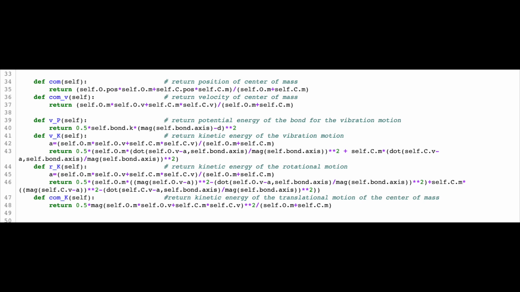Vk is to return the kinetic energy associated with the 2 atoms' motion relative to the center of mass and parallel to the bond axis. Rk is to return the kinetic energy associated with the 2 atoms' motion relative to the center of mass and perpendicular to the bond axis. Comk is to return the kinetic energy of the center of mass.